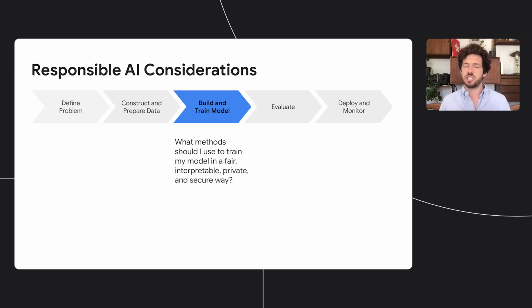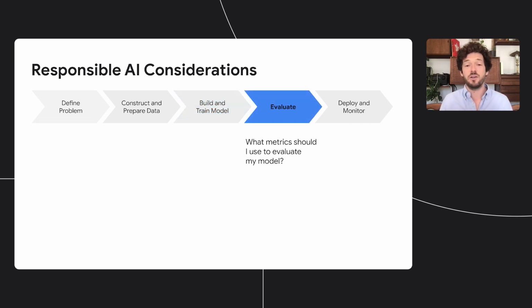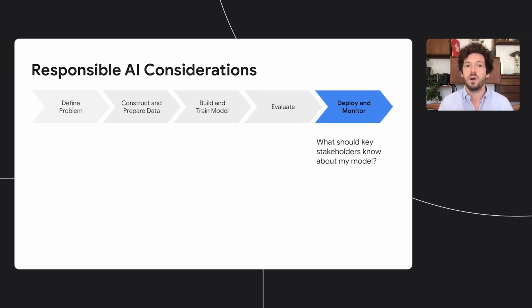Once the appropriate dataset is checked and is ready, it's time to build and train the model. As you'll see in the rest of the presentation, there are methods and tools that can be used to train the model with fairness, interpretability, privacy, and security principles in mind. In the evaluation step, it is important to not only evaluate general performance, but also evaluate performance for more specific slices of your data. This will be reflected in the choice of your metric. And finally, when preparing your model for deployment, you decide what people need to know about your model and its limitations to use it appropriately.